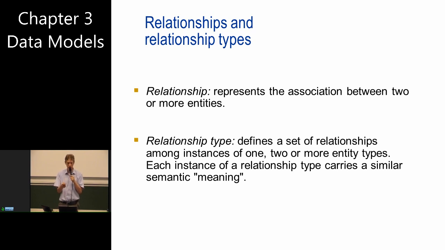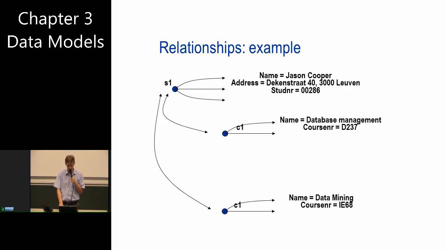So a relationship is again the individual occurrence of a relationship type, just as we had with entity and entity type. Entity is an individual occurrence of an entity type, while a relationship is going to represent the association between two or more entities. The relationship type is going to then define the set of relationships among instances of two, one maybe, or more than two entity types. Each instance of a relationship type is going to carry a similar semantic meaning. When we model data requirements, of course, we're going to particularly be interested in those relationship types.